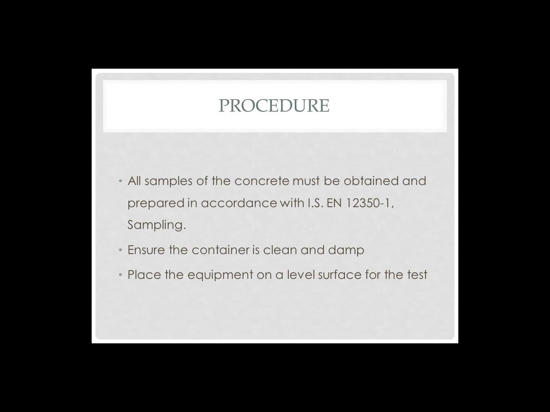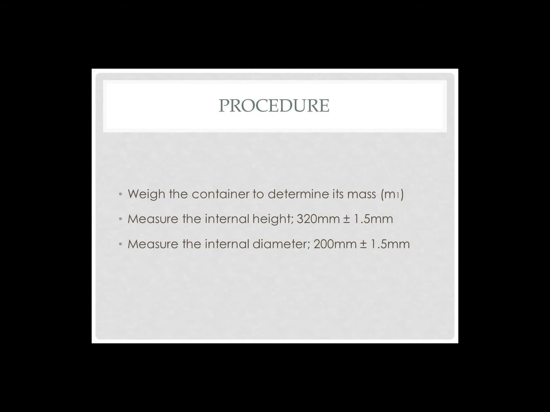Place the equipment on a level surface for the test. Weigh the container to determine its mass M1. Measure the internal height, which should be 320 plus or minus 1.5 mm. Measure the internal diameter, which should be 200 mm plus or minus 1.5 mm.